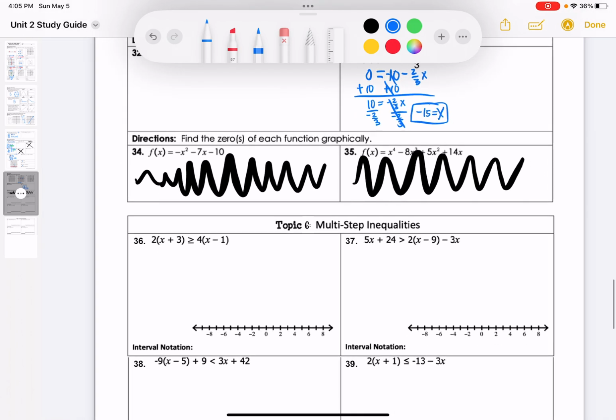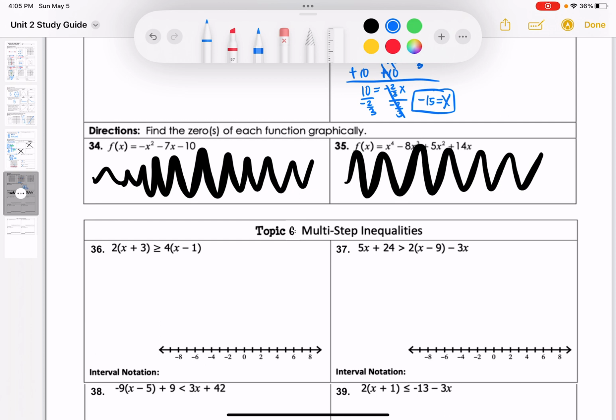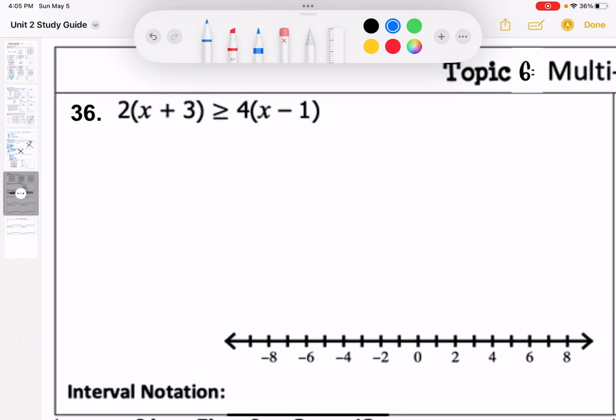All right, the remainder of the study guide is on inequalities. So there's 8 examples, so I'm going to do 4 of them with you. So looking at 36, we have 2 parentheses x plus 3 is greater than or equal to 4 parentheses x minus 1. So remember, the first thing you have to do is get rid of the parentheses. So I'm going to distribute what's on the outside to the 2 things on the inside, and that's using multiplication.